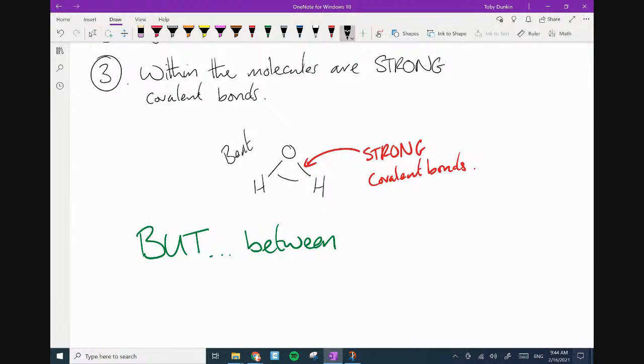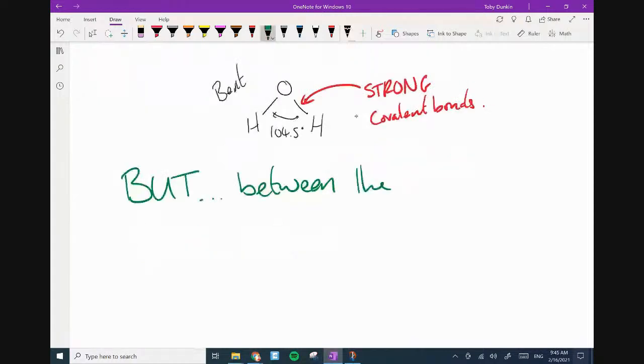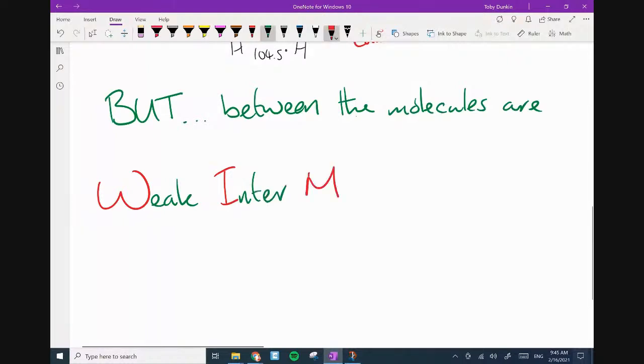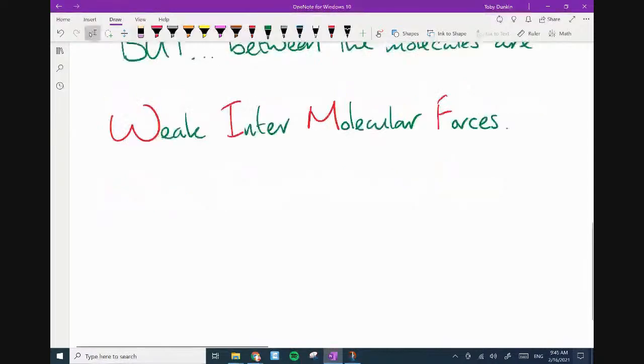So, but between the molecules are, and this is important, weak intermolecular forces. Now, I like to shorten this, by the way. I bet you can figure out what I'm trying to spell. WIMFs. Between the molecules are WIMFs.